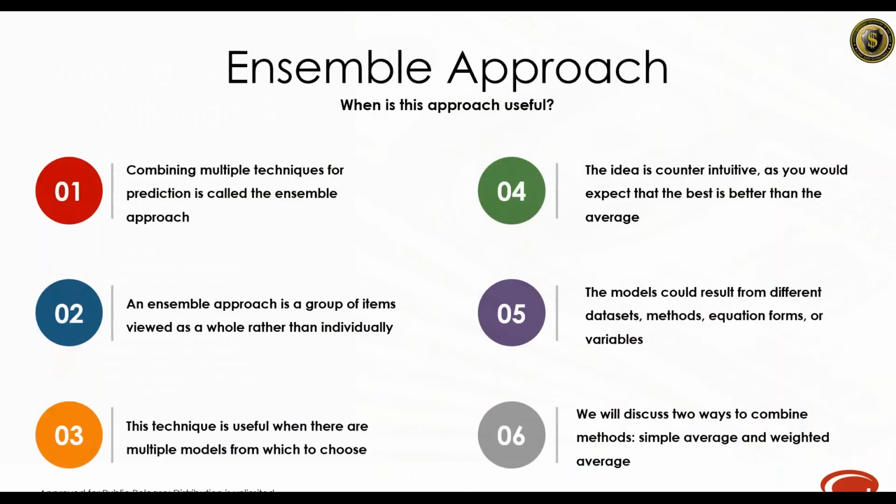Okay, next slide. Ensemble approach. So that's what we're talking about. Wisdom of crowds. The statistical term for that is ensembles. Multiple methods and combining them. When is this approach useful?